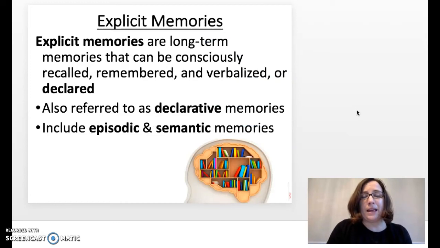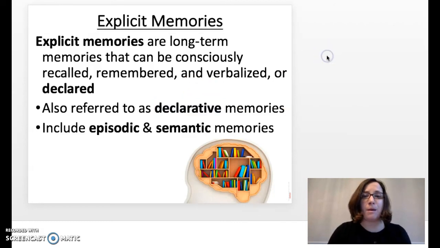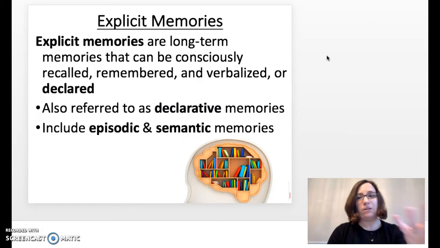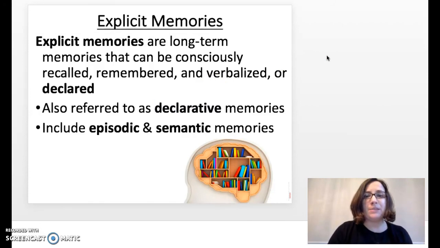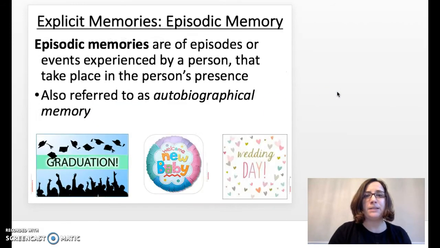Explicit memories, on the other hand, are the ones that we're consciously aware of. We can recall them, we can talk about them, and for that reason, they're also sometimes referred to as declarative memories because we can declare that these are memories that we have. Two types of explicit memories that we talked about in class: episodic and semantic.